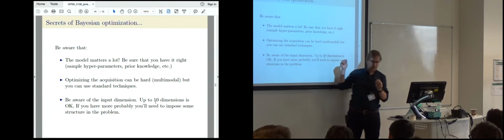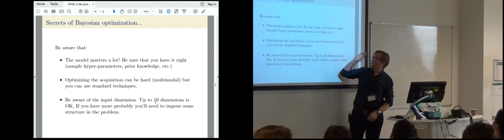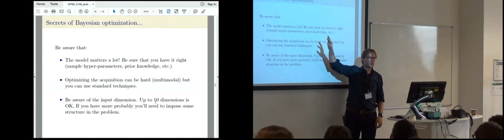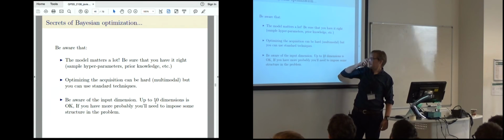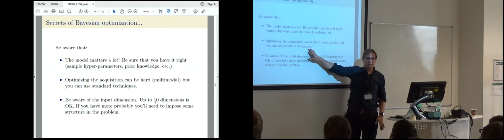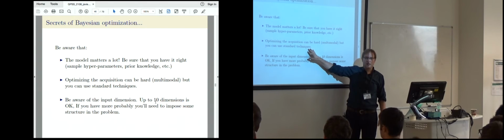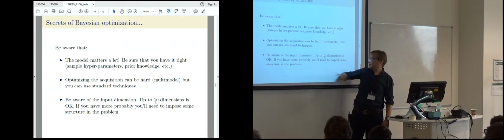So these are some take-home messages. This is important, and we have discussed some of these already. The model matters a lot, so you should integrate out the hyperparameters, not optimize them. Optimizing the acquisition can be very hard, so you need to make sure you are doing that properly. If you see a Bayesian optimization algorithm not working, please check that you are optimizing the acquisition right, because in many cases that's the issue. And then be aware of the input dimension.